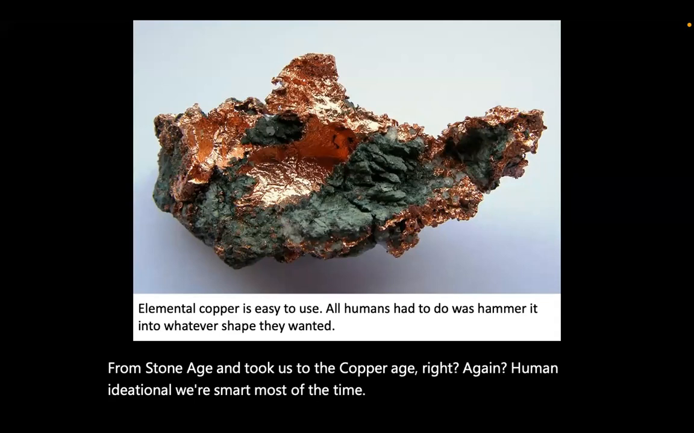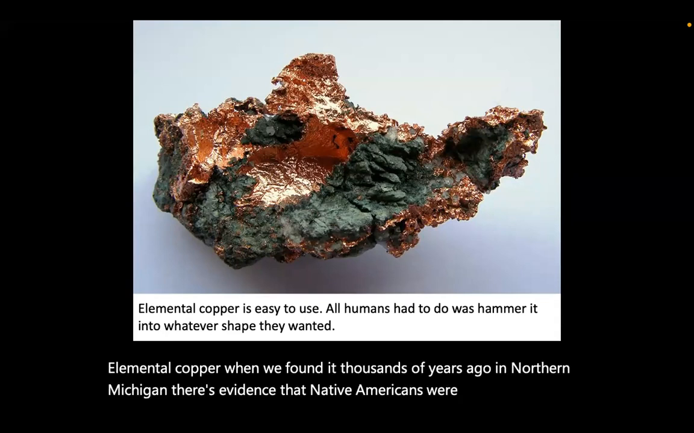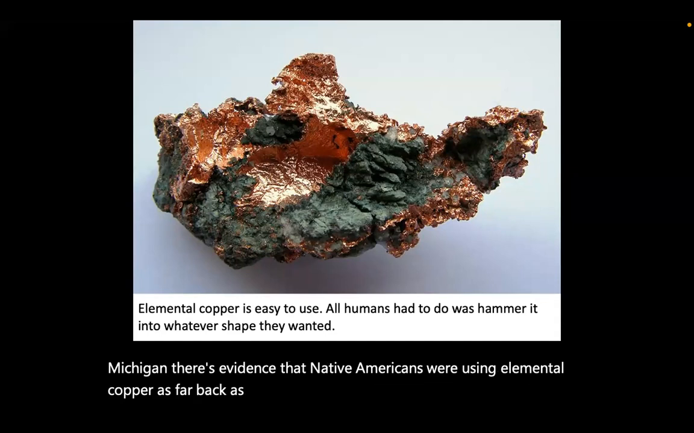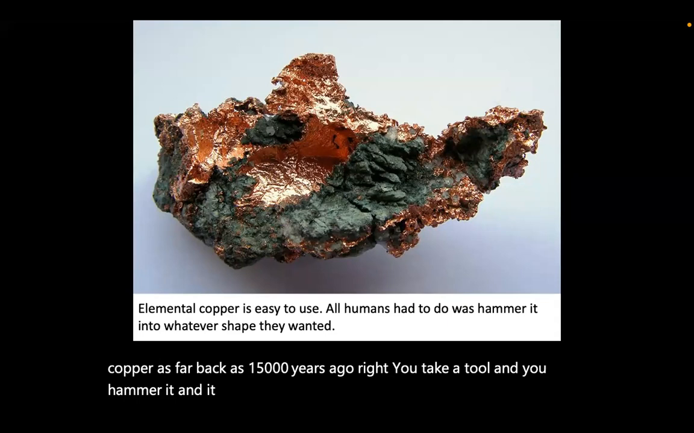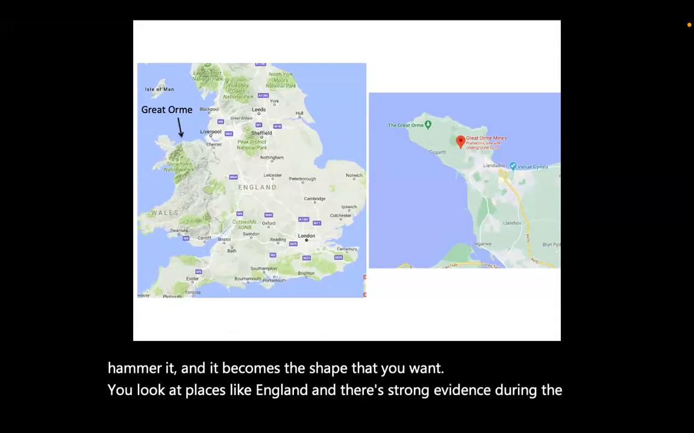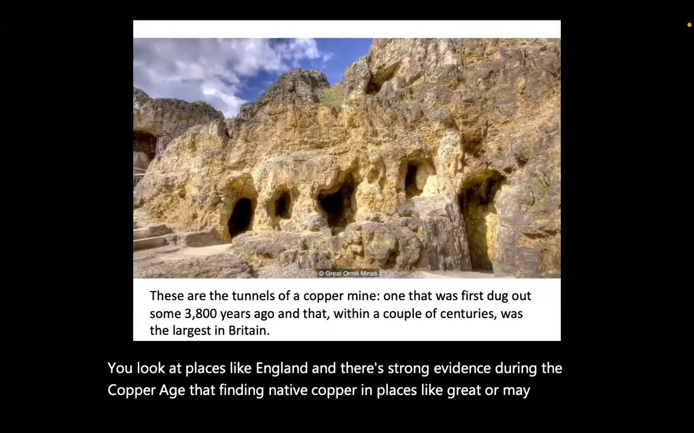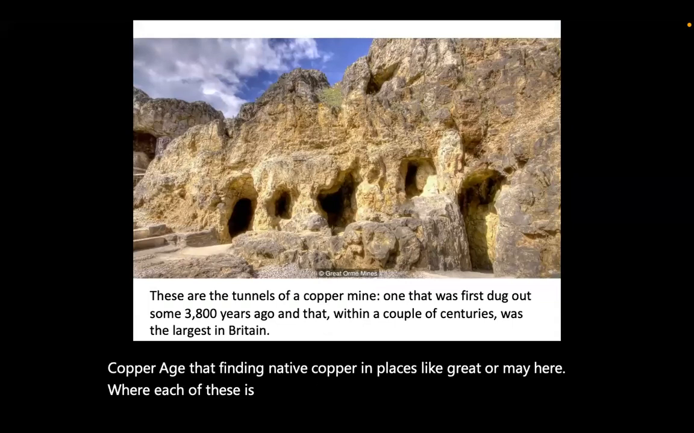Elemental copper, when we found it thousands of years ago in northern Michigan, there's evidence that Native Americans were using elemental copper as far back as 15,000 years ago, right? You take a tool and you hammer it and it becomes the shape that you want. You look at places like England and there's strong evidence during the Copper Age of finding native copper in places like Great Orme here, where each of these is a man-made cave.